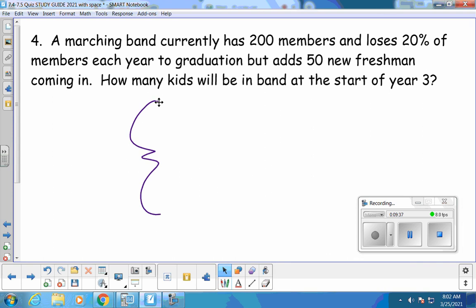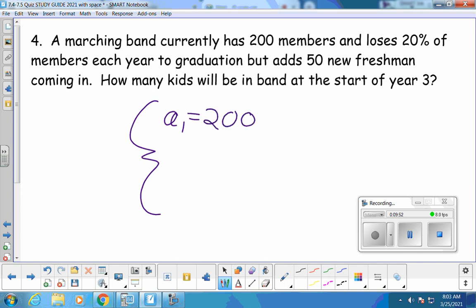So let's see. We start with 200. Should I put 200 as A1 or A2? Do A1. That's how much they have in year 1 of the band. But in year 2, the loss and gain has played. A1 equals 200. And so A of n equals 0.8 times A of n minus 1 plus 50. Good.